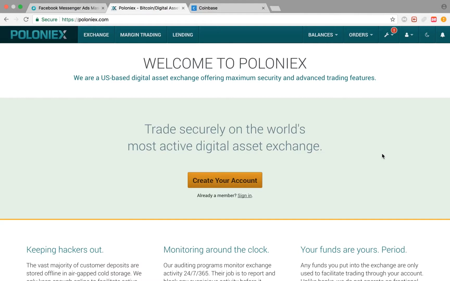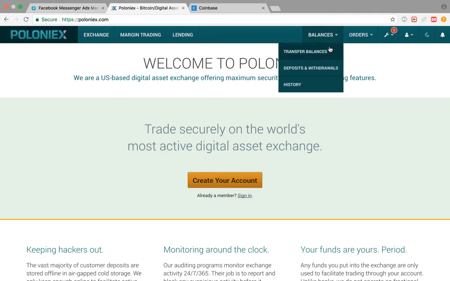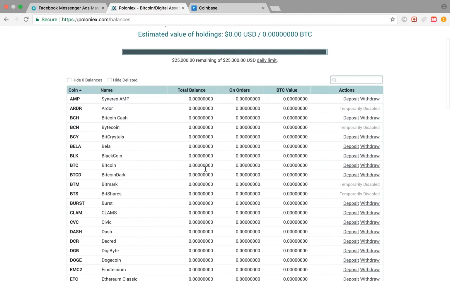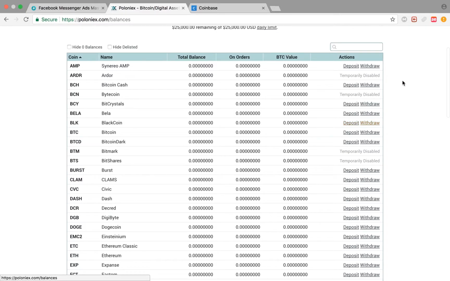So first of all, what you want to do when you create your account is go up here on balances and then scroll down to deposits and withdrawals. Click on that, and then afterwards you're going to see this right here. Don't get confused. All of these are cryptocurrencies and you can deposit or withdraw.